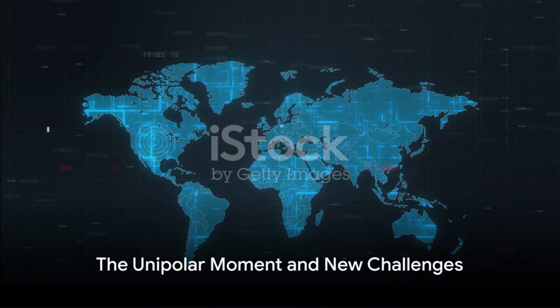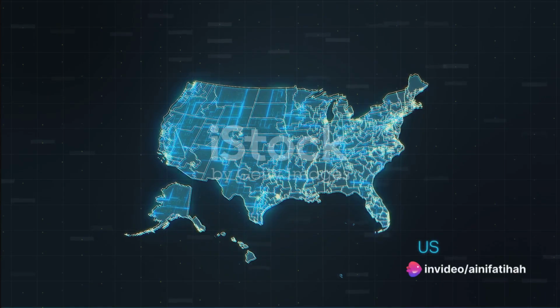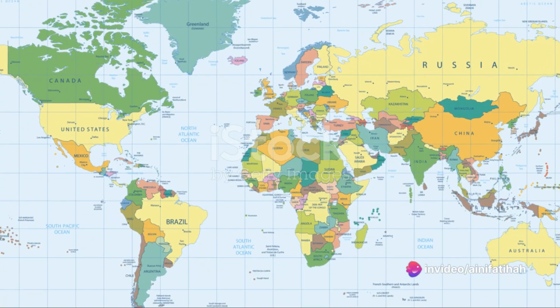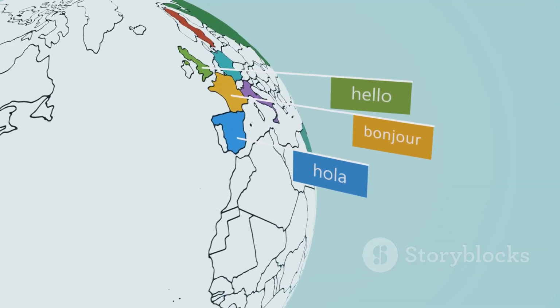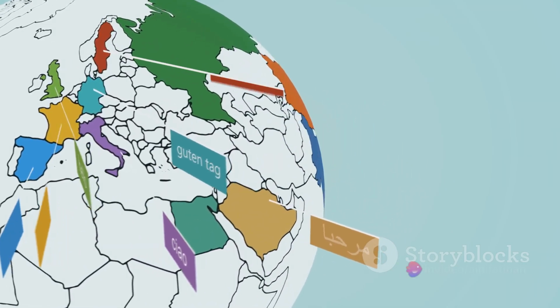The collapse of the Soviet Union in 1991 marked the end of the Cold War, leaving the United States as the world's sole superpower. This unipolar moment saw the expansion of democratic ideals and free markets, but also led to new challenges, including the rise of non-state actors and asymmetric threats.